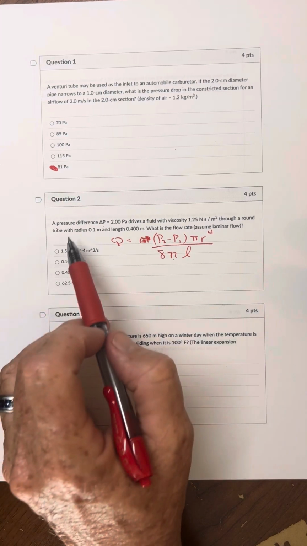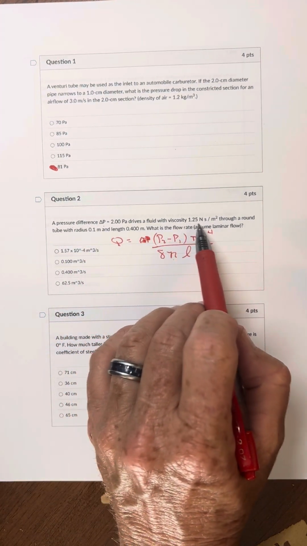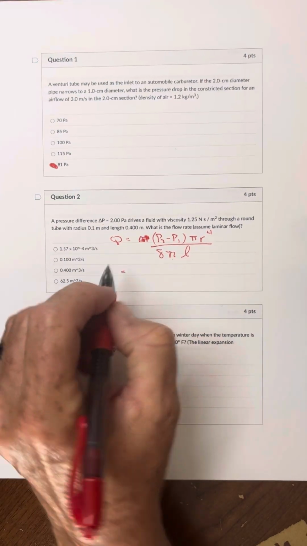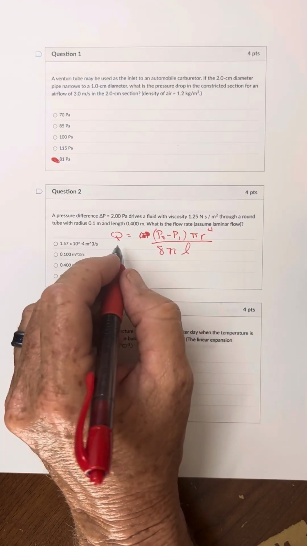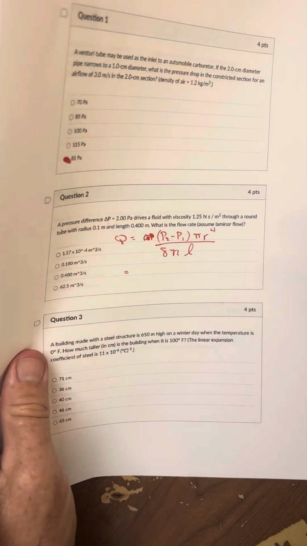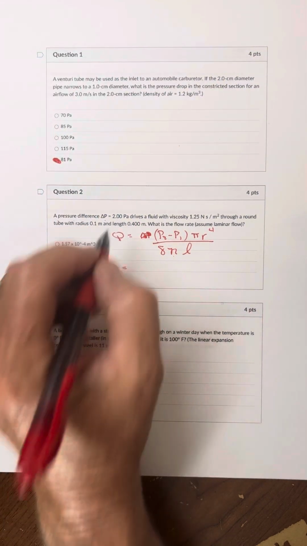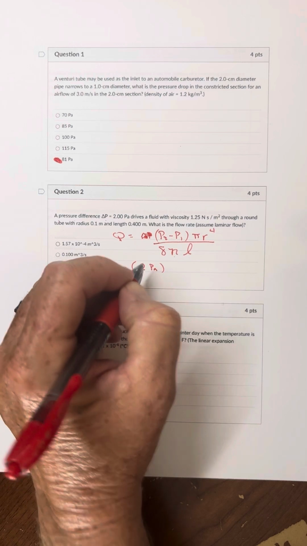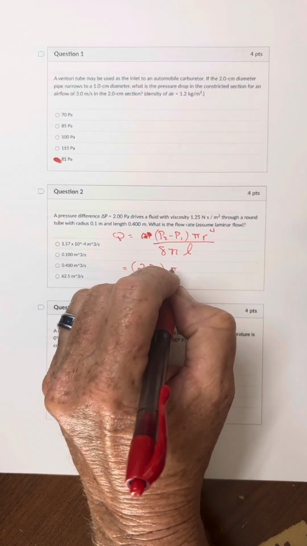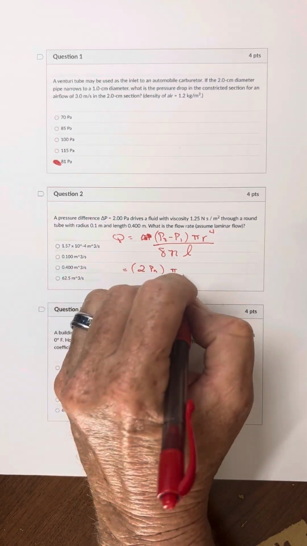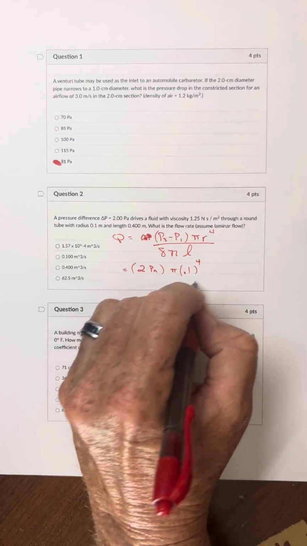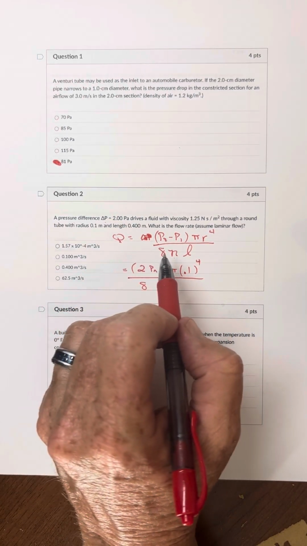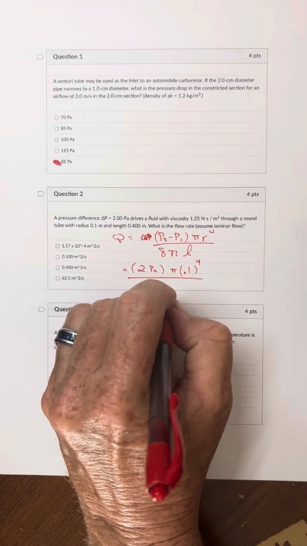But what we're after here: the pressure difference drives a fluid of viscosity through a round hole. What is the flow rate? So we're after Q. So there's a pressure difference of, is that a 2 or a 2.0? That's 2.0. So 2.0 pascals. We've got a pi. We got a radius of 0.1, raised to a power of 4. We got a viscosity of 1.25.